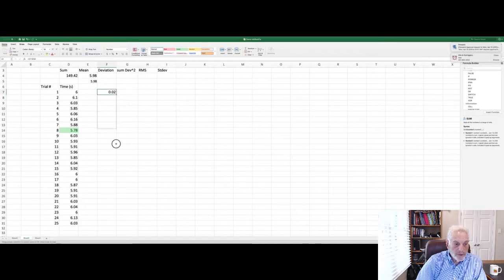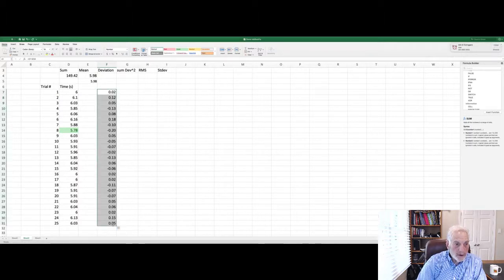If I pull this all the way down to here by the corner, I've copied this down and I get the deviation from each one of these from 5.98. So 6 is 0.02 larger, and you can see how this all varies. Fine. Now, I could take, if I wanted to, the deviation.